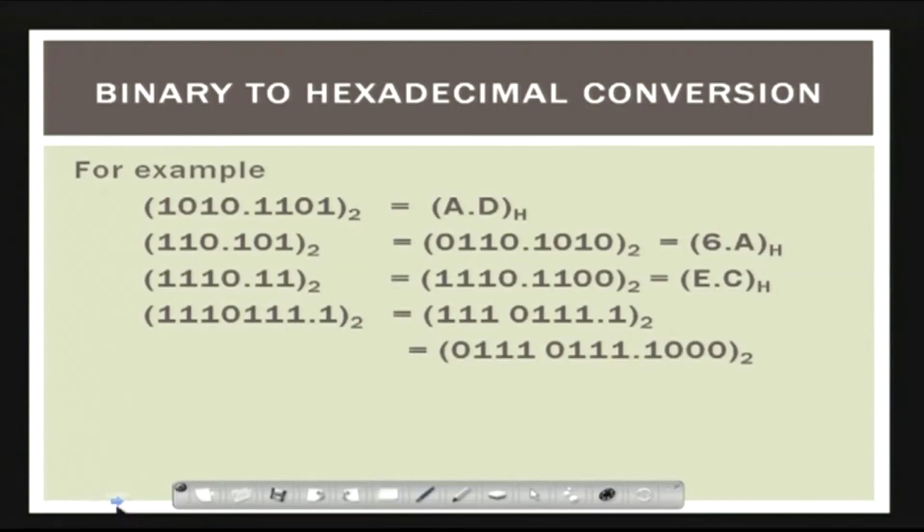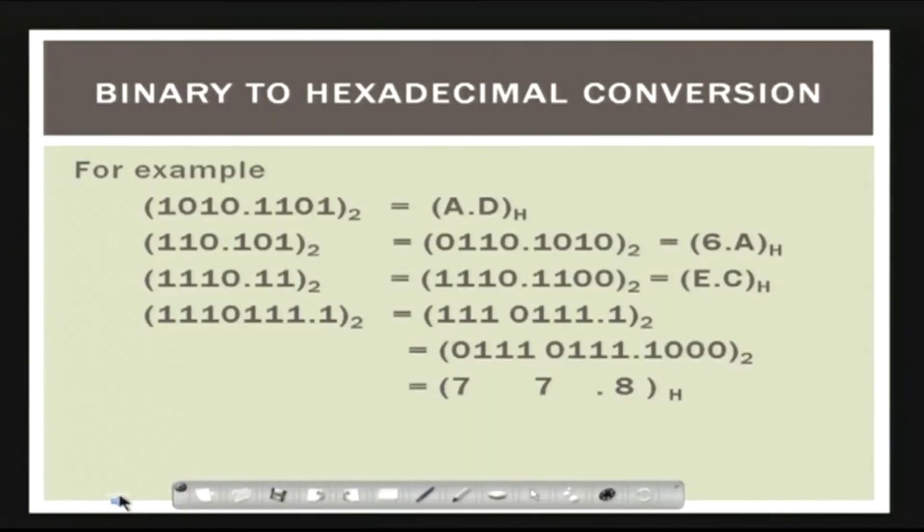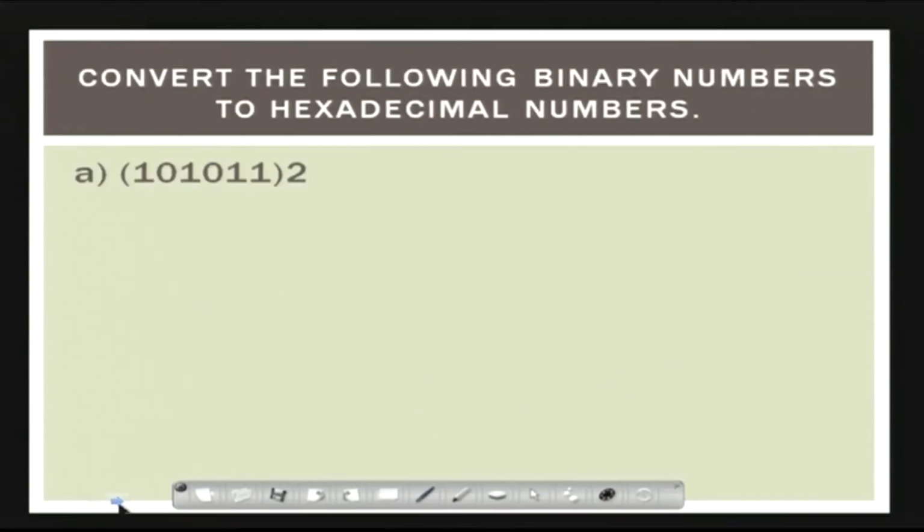So, the right hand side of the decimal point will have only 8. What is 111? 111 is 7, and again this 111 is also 7. So what we will be getting will be 77.8. So, the number 1110.111.1 gets converted to 77.8 in the hexadecimal number system. I think these examples will tell you clearly how a binary number can be converted to a hexadecimal number.